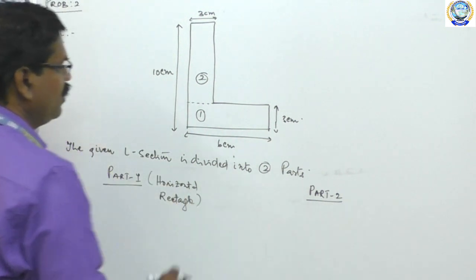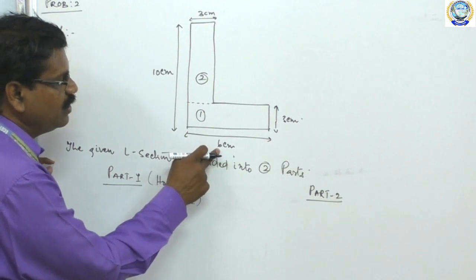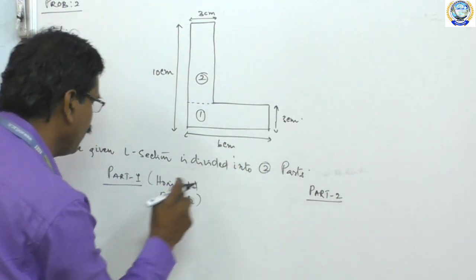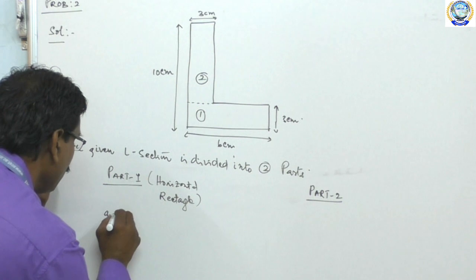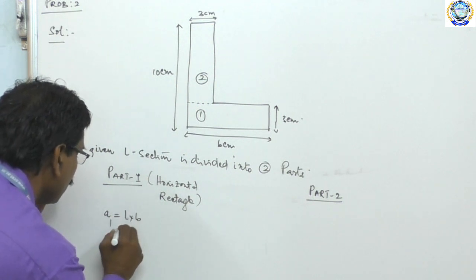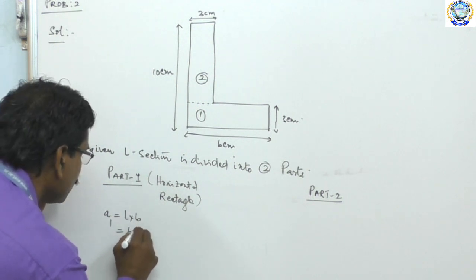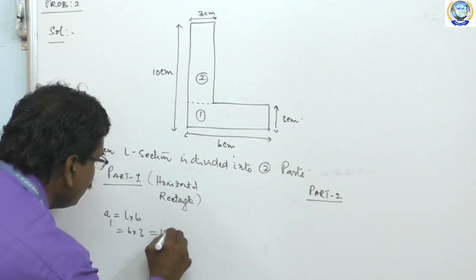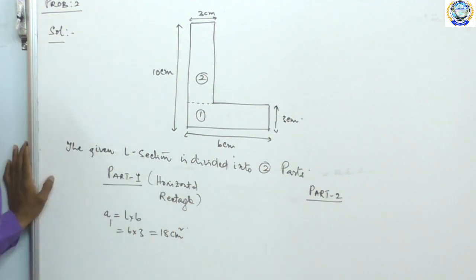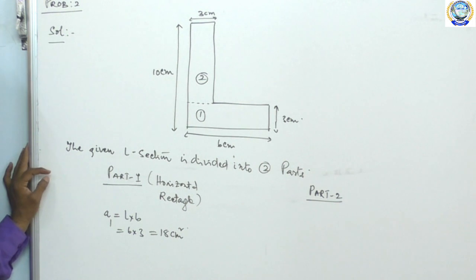In this, my L is equal to 6 centimeters and my B is equal to 3 centimeters. So therefore, A1 is equal to L into B. That implies 6 into 3 is equal to 18 centimeters square. Now we need to find x coordinates also.